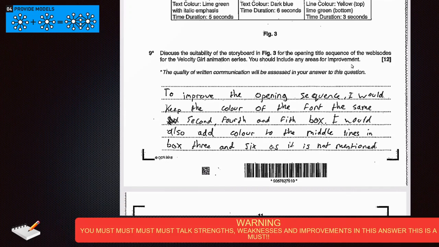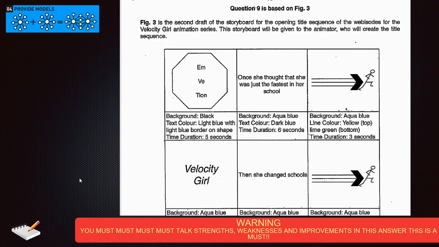The thing is, the exam board's not specifically saying to talk to the animators and tell them how it's helpful, which is a bit naughty. But you get the idea that it's for the target audience on this. And that concludes the January 2018 R081. So just remember, when you do these types of answers, you must talk strengths, weaknesses, and improvements. This is a must.